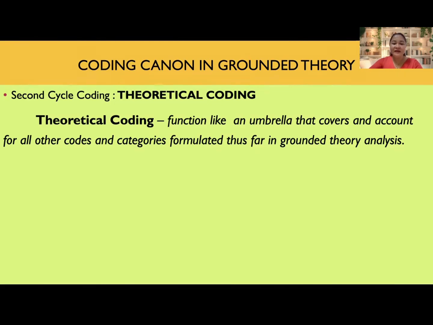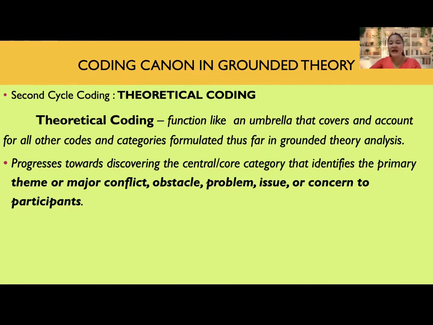Theoretical coding. Theoretical coding functions like an umbrella that covers and accounts for all other codes and categories formulated thus far in the grounded theory analysis. So that's the overall. Theoretical coding progresses towards discovering the central or core categories that identify the primary theme or major conflict, obstacles, problems, issue, or concern to participants. So you can also use this second cycle coding, the theoretical coding, since you're going to create an overall.